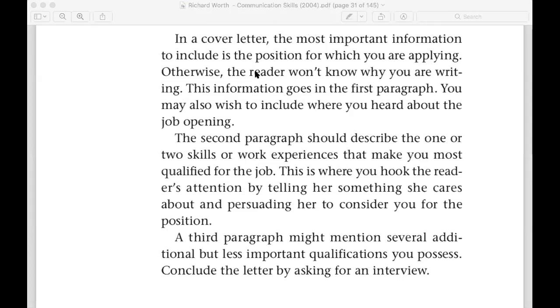If they do not find this information in the first paragraph, they might not entertain your application because they might not be interested in reading further. Usually people read just the beginning of these cover letters. So it is very important that the basic information, what position you are applying for, you write right away in the first paragraph, in the first line.